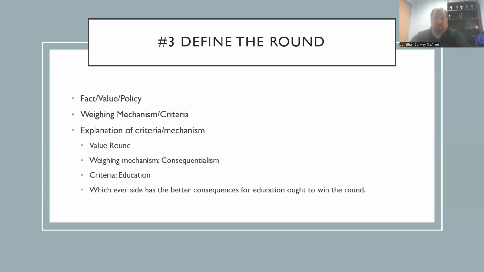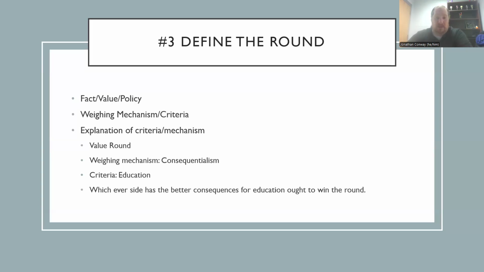Third, you want to define the round. So there's three types of resolutions: a fact, a value, and a policy. You want to say this is a fact round or this is a value round. Even if it's a quotation or metaphor, it's still one of these three things. So this goes back to basic persuasion theory. There's three types of persuasive statements: fact statements, value statements, and policy statements. So anyone that tries to argue we don't do that in IPDA, this isn't a debate thing. This is a persuasion theory thing.